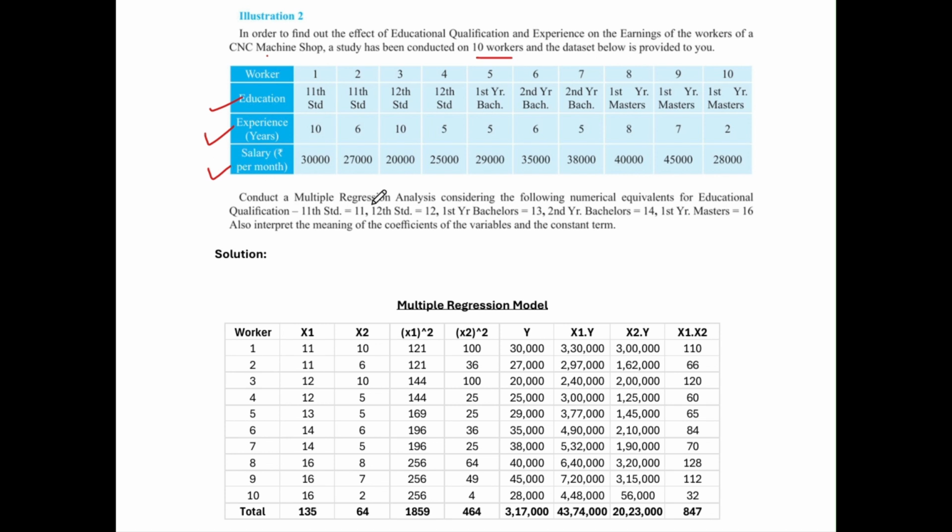Now, conduct a multiple regression analysis considering the following numerical equivalents for educational qualification: 11th standard is 11. We will consider 12th standard as 12 and carry forward. Also, interpret the meaning of the coefficient of the variables and the constant term.